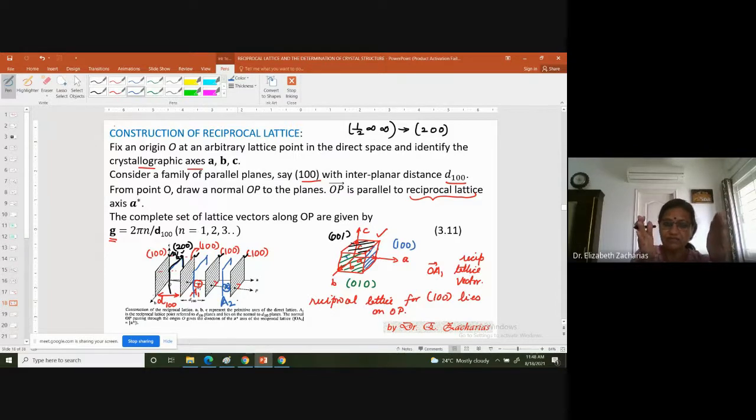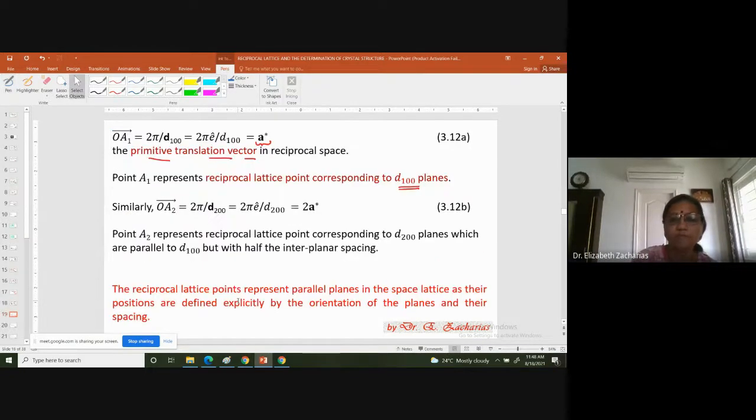The maximum value that D can take is 1. If D is 1, then I get OA1. If D becomes half, then it is OA2. If D becomes 1 by 3, it becomes OA3. So it follows a reciprocal relationship. Therefore, you can simply use the same logic as in the first case. You can now talk about what this OA2 is.